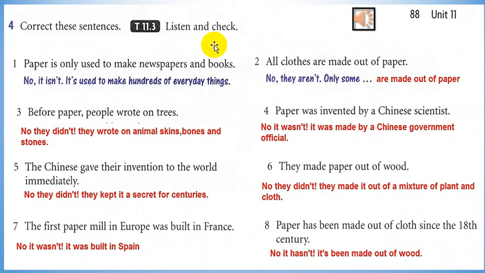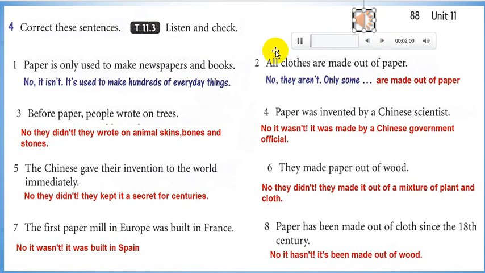Now, we also have correct the sentences. أيضا هو exercise للتمرين على استخدام passive voice من خلال معلومات قطعة the history of paper. Okay, so number 1, paper is only used to make newspapers and books. No, it isn't. It is used to make hundreds of everyday things. لاحظ الحل هنا موجود بالأحمر عندكم لسهولة الدراسة، حتى يكون سهل عندكم من تراجعون المادة. و let's listen to the tape script اللي هو بيه أصلا الحل.